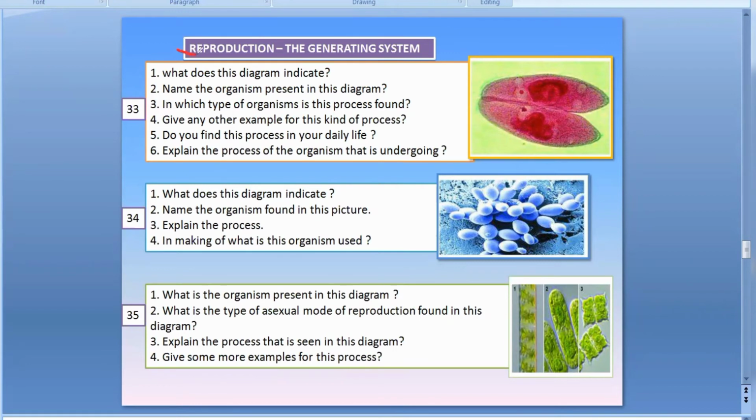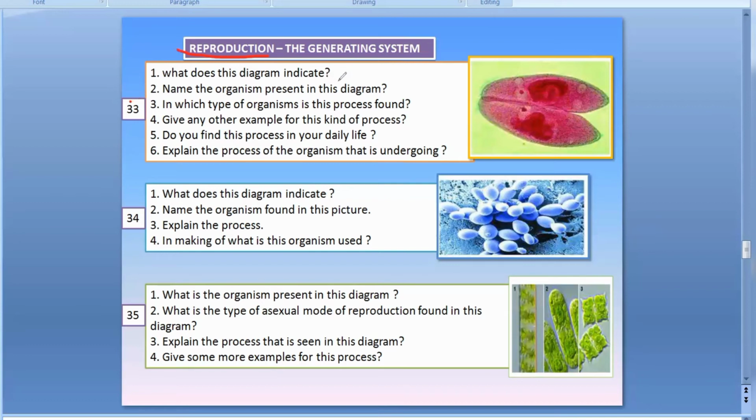Already you know the definition of reproduction: the ability of an organism to give rise to a new generation of individuals, or offspring, or descendants is called reproduction. Reproduction mainly replaces the old with the new one. Let us go to the 33rd diagram-based cum activity question.